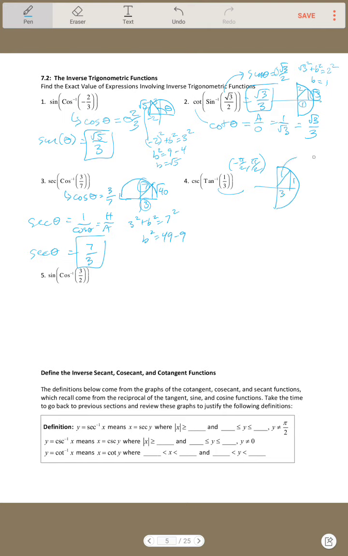So again, let's find this side here. 1 squared plus 3 squared equals c squared. And in that case, we get that c is equal to the square root of 10. So in looking for cosecant of theta, which is technically 1 over sine, or that's the same as hypotenuse over opposite, then hypotenuse would be root 10 over opposite is 1. So we just get root 10 basically.